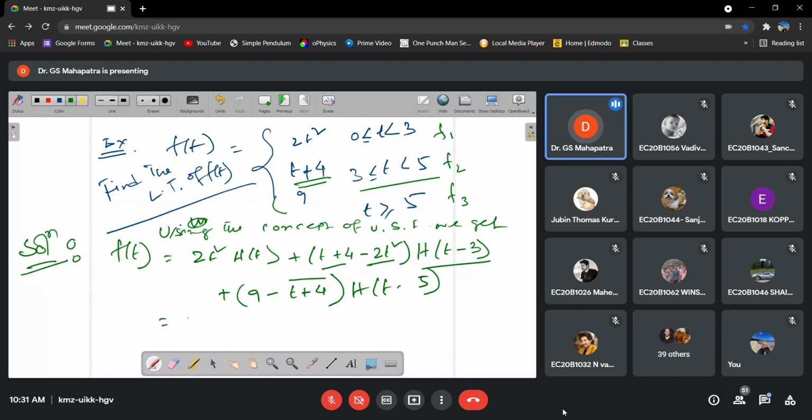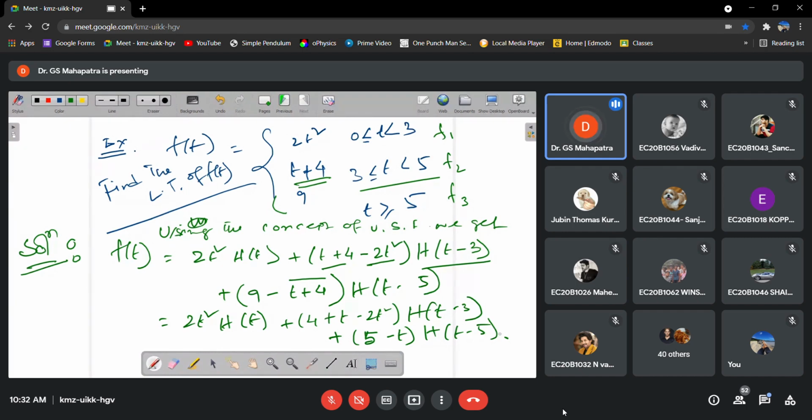So now we can write, without using the Laplace transform till now: 2t square plus t plus 4 minus 2t square times the unit step function of t minus 3, plus 9 minus t minus 4, that is 5 minus t, times h of t minus 5. Till now I have not given what is the Laplace transform of unit step function.